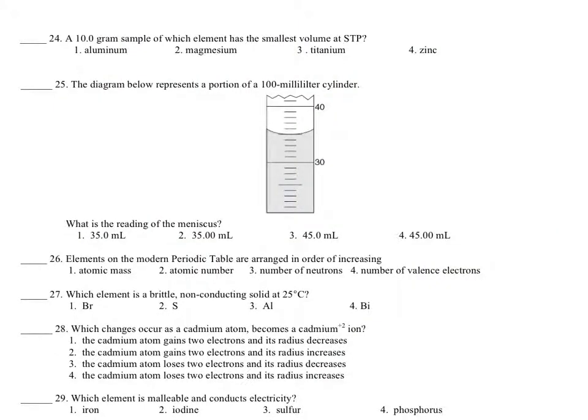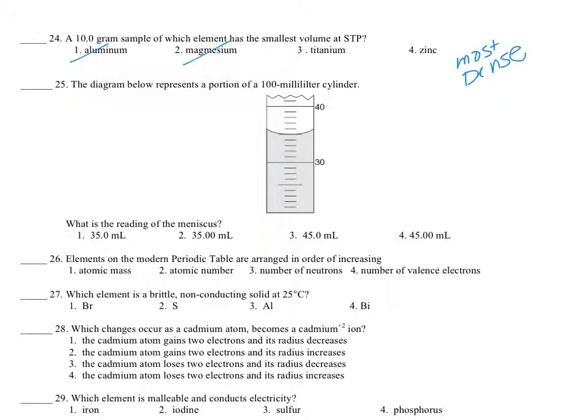All right, 24. A 10-gram sample of which element has the smallest volume at STP? This is an odd way of asking which one has the highest density, which one is the most dense. And so what that requires is that you look up all of these elements and you compare their density. And so I'm going to cancel off aluminum right off the bat because aluminum is a very, very light metal. You know it, it's aluminum foil. It's not very heavy to pick up. Magnesium, however that's spelled, is also going to be a very light metal.